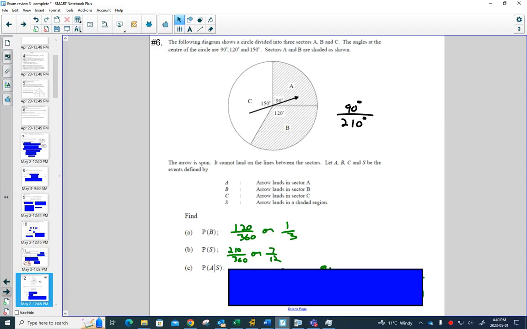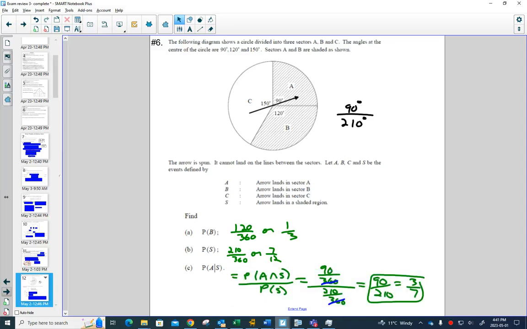So you could use your formula, or you could just look at it. Sometimes conditional probability you can just look at. You see the chances of it being in A is 90. The chances of all the shaded area is 210. So you could do 90 out of 210, or you could use the formula. A and shaded would be 90 out of 360. Probability of shaded is 210 out of 360. And it simplifies to the same value.